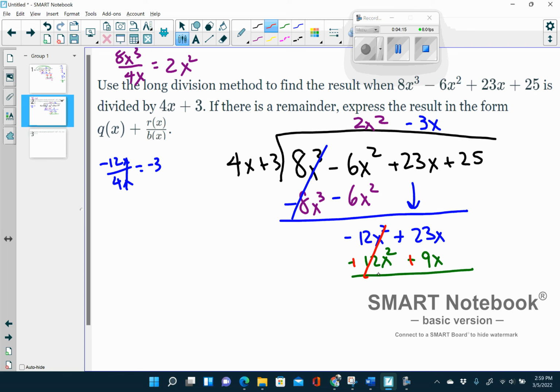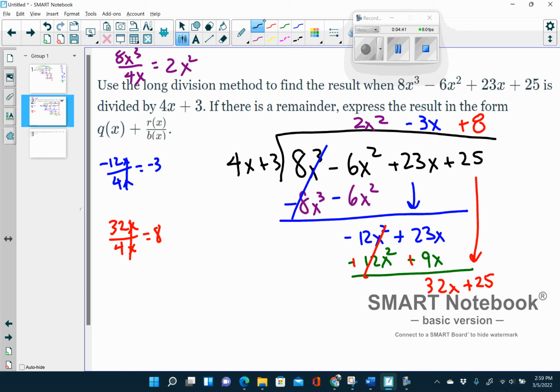23 plus 9. Anyone? Anyone? 23 plus 9 is equal to 32. So that's going to be 32x. And then we're going to bring down that 25. So plus 25. And then you say, finally, 32x divided by 4x is just going to give you 8 because these are going to cancel out. So that's going to be plus 8.